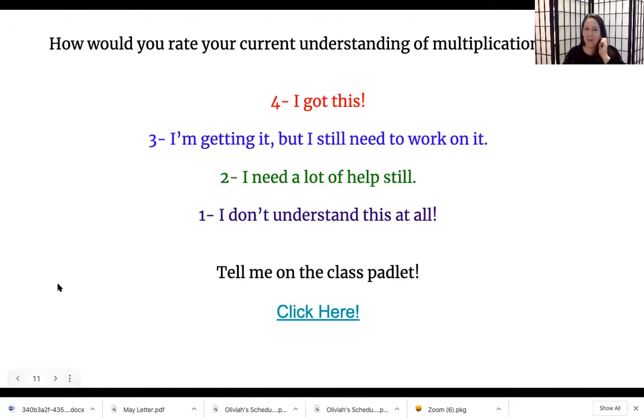And one last thing before we dive into the lesson, I would like you guys to self-assess, which means I would like you to rate yourselves on how you are currently feeling about your understanding of multiplication facts. So 4 means I've got this. 3 means I'm getting it, but I still need to work on it. 2 is I still need a lot of help, Mrs. J. And 1 is I'm sorry, I don't understand this at all. And that's okay. We're all here to learn.